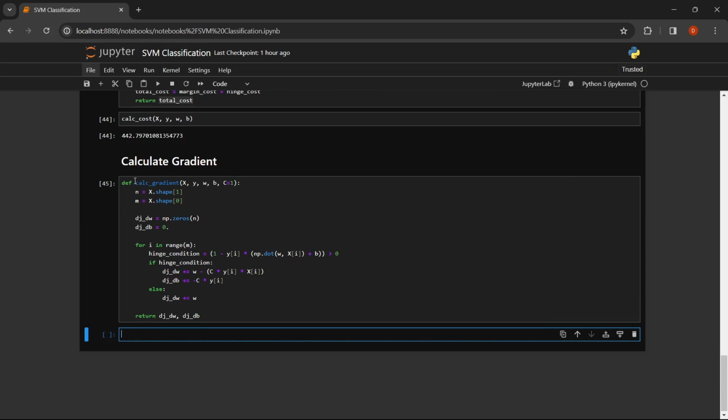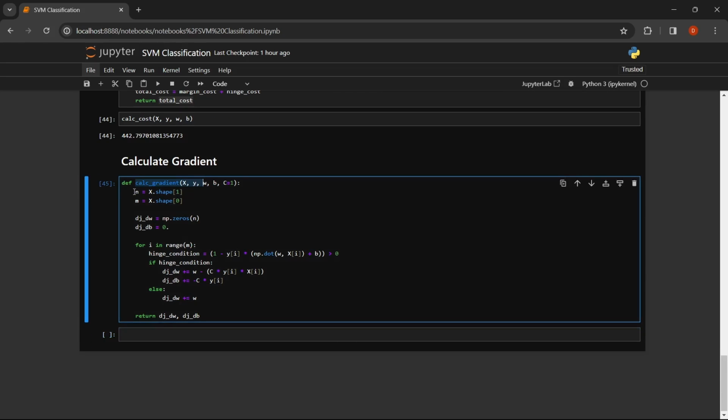All right, so here's our calc gradient function. We're initializing n for the number of features we have and m for the number of training examples we have. djdw and djdb are going to be initialized with all 0 values. And then for each training example, we're going to calculate what that hinge loss value should be. And if it's greater than 0, then we're going to proceed using this first if statement. Otherwise, we're going to use this else statement right here.